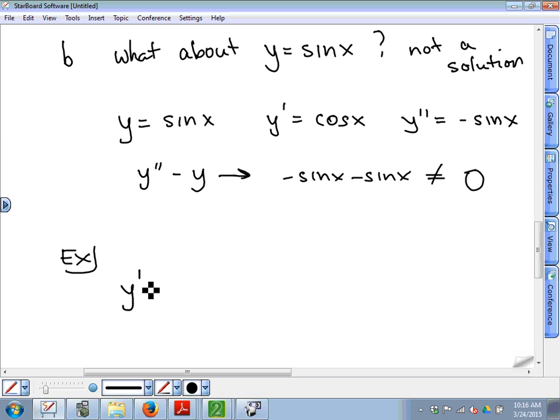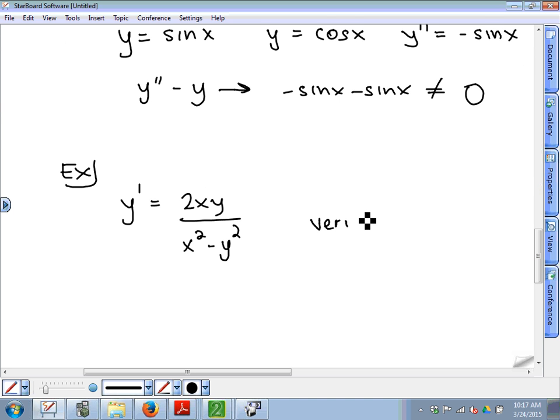Okay, the differential equation is y prime equals 2xy divided by 3. Verify that x squared plus y squared equals cy.